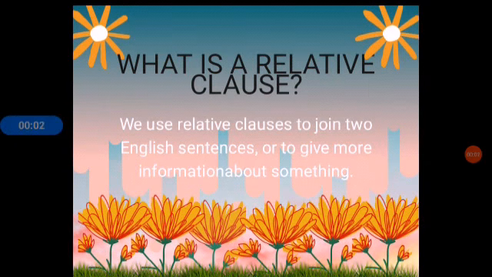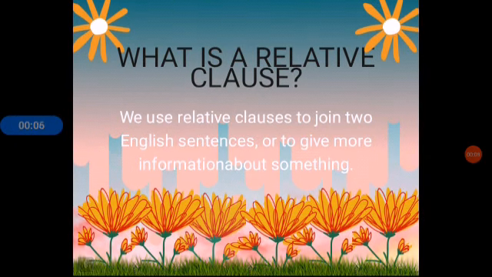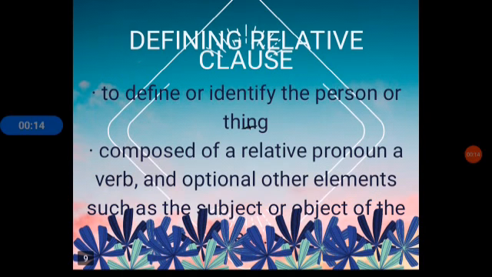What is a relative clause? We use relative clauses to join two English sentences or to give more information about something. There are two types of relative clauses. The first one is defining relative clauses. Defining relative clauses are used to define or identify the person or thing. They use relative pronouns or verbs and optional other elements such as the subject or object of the verb.